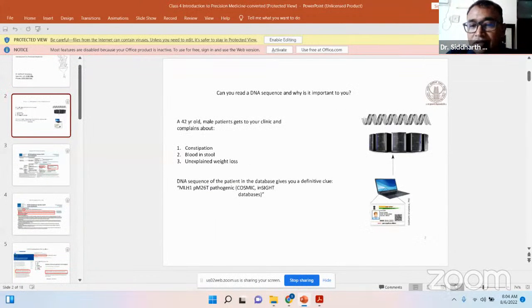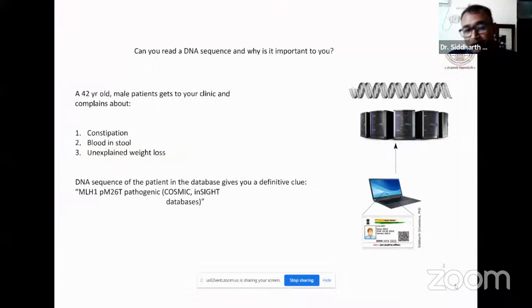So I'll start with a very futuristic scenario, which actually is not very futuristic. Imagine there is a 42-year-old male patient who goes to your clinic and complains about just the first and second points: constipation and unexplained weight loss. Let's say he didn't talk about blood in stool, which is a telltale sign for colon cancers possibly.